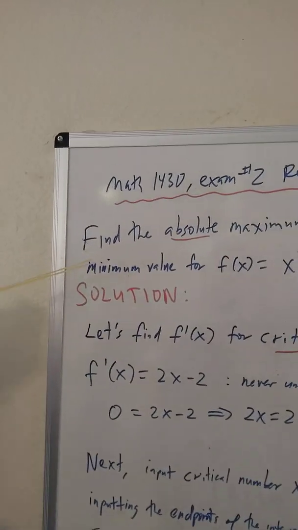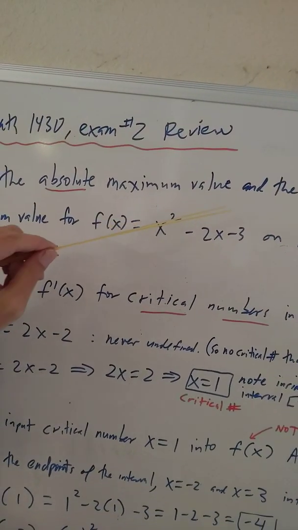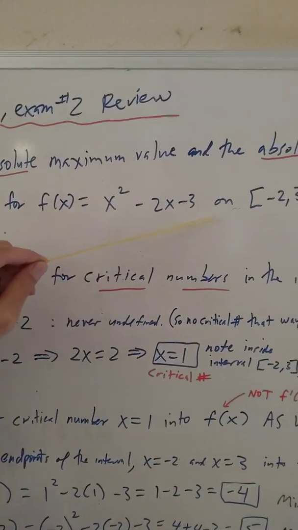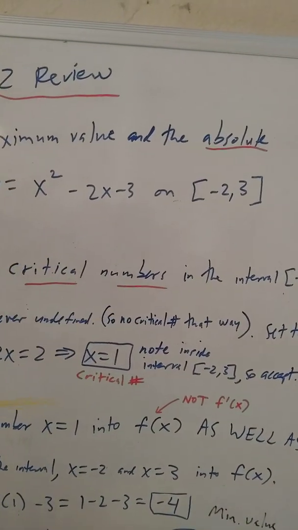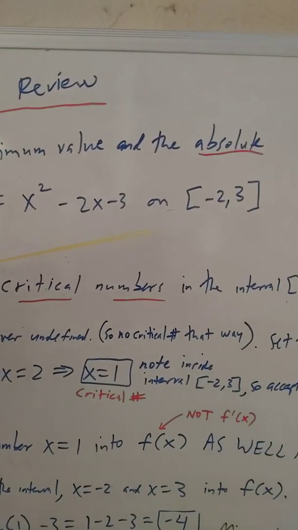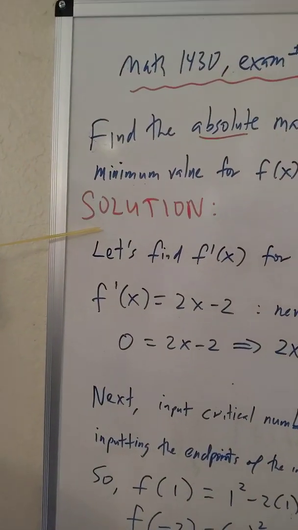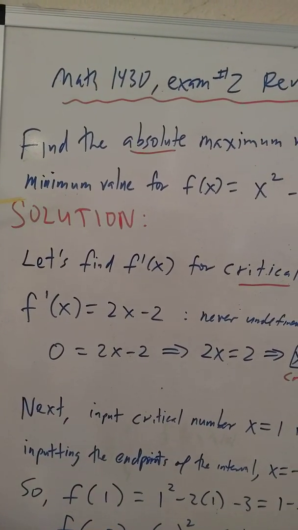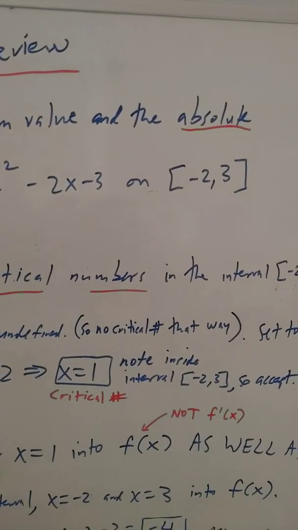Here's the question. Find the absolute maximum value, value meaning y-coordinate, and the absolute minimum value for this quadratic function on this interval. It's a closed interval because of the square brackets. Normally the domain is all real numbers, but with this problem, we have a restricted domain. We're guaranteed to have an absolute maximum and minimum value because this function is continuous on a closed interval.